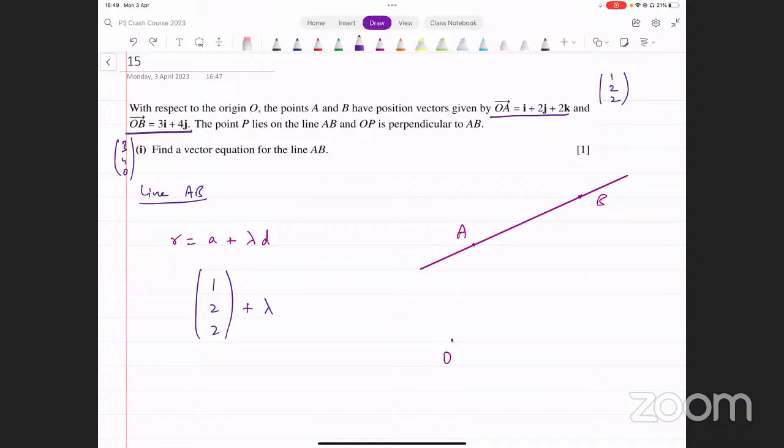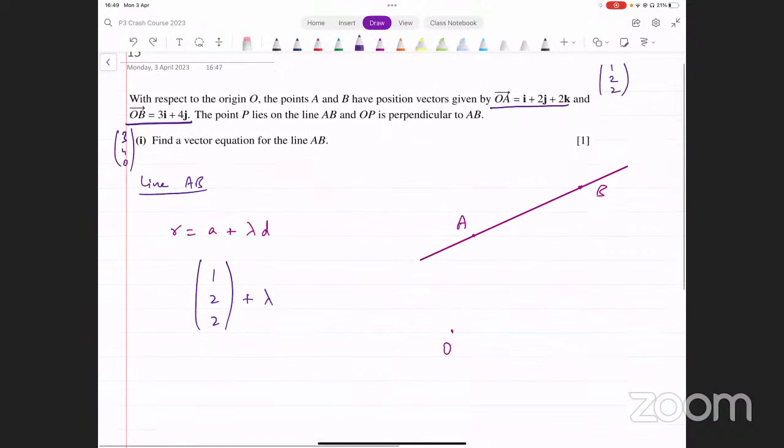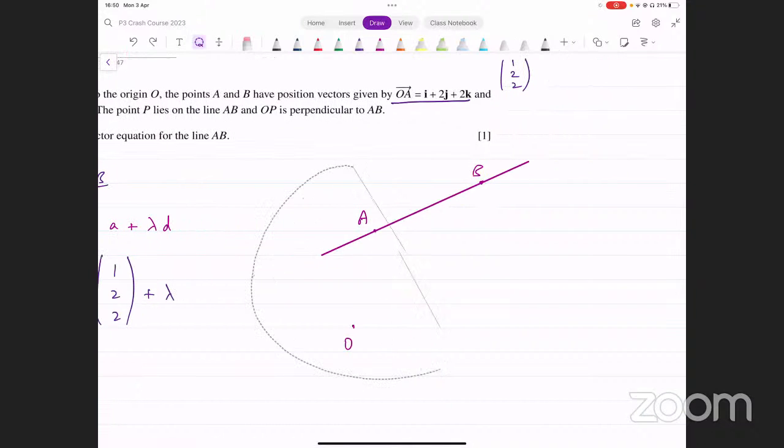In place of d here now, you need to write down the direction vector of this line. How do you find the direction of this line? We're not given that here in the question, but we know that points A and B lie on the line. So what we can do from that is we can find the vector AB. Now, A and B both lie on the line, so the vector AB is going to be in the same direction as the line. So we can say AB is the direction vector of the line AB. Okay. So you can find the vector AB and say that that is the direction of the line.